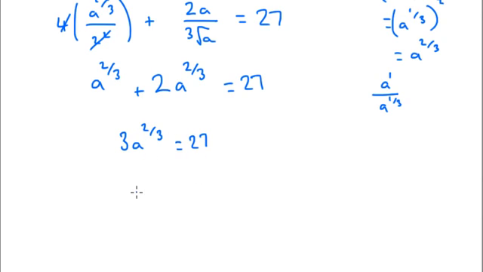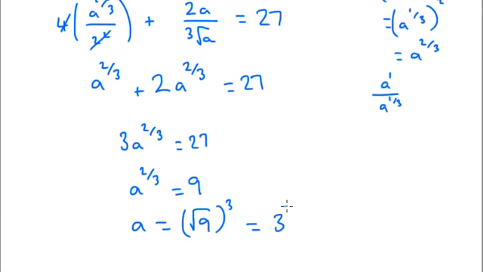I can divide both sides by 3. And then I need to undo this 2/3. So to undo it, we're going to apply the reciprocal of that power to the other side. In other words, we're going to cube both sides to get rid of the 3. And we're going to square root both sides to get rid of the 2. So it's going to be equal to the square root of 9 cubed, which is 3 cubed, which gives us an a value of 27.